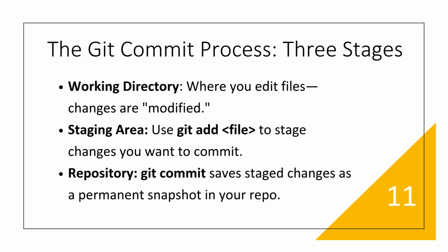You use the command git add file to move specific changes here, deciding what you want to save. And finally, the repository itself, that .git directory. When you run git commit, Git takes a permanent snapshot of whatever is in the staging area and stores it in the repo. Okay, so it's a very deliberate flow. Modify your files, then stage the specific changes you want to keep, and then commit them permanently.